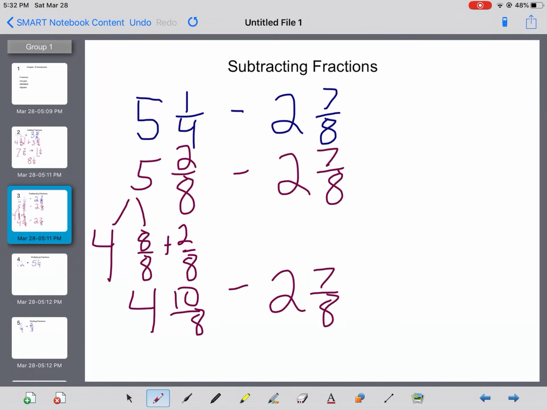It has not changed the amount that I'm working with here. What it allows me to do is 4 take away 2 is 2 whole pizzas. 10/8 take away 7/8 is 3/8 left. Okay, so main thing to remember for subtracting, same bottom number, but then also you need to be able to rename your whole numbers as mixed numbers with fractions in order to do the subtraction.